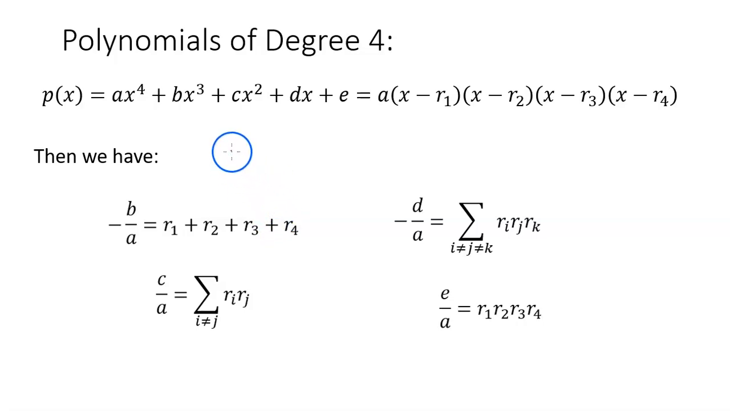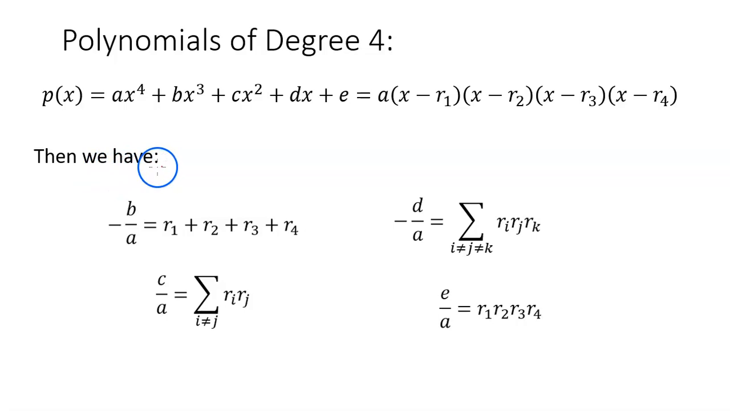In this lesson, we'll take a look at polynomials of degree 4. If p of x is equal to ax to the 4 plus bx cubed plus cx squared plus dx plus e, then by the fundamental theorem of algebra, we can write it as a times (x minus r1)(x minus r2)(x minus r3)(x minus r4), where r1, r2, r3, and r4 are complex numbers.